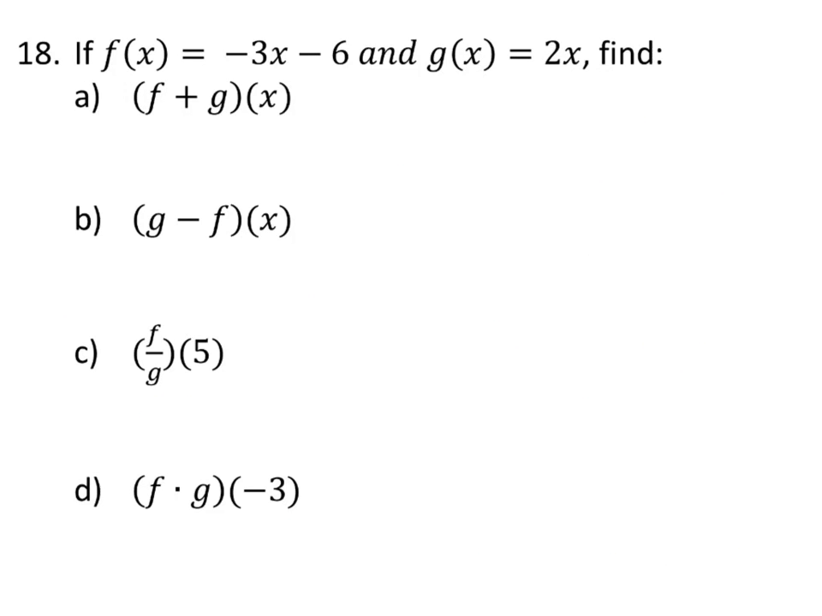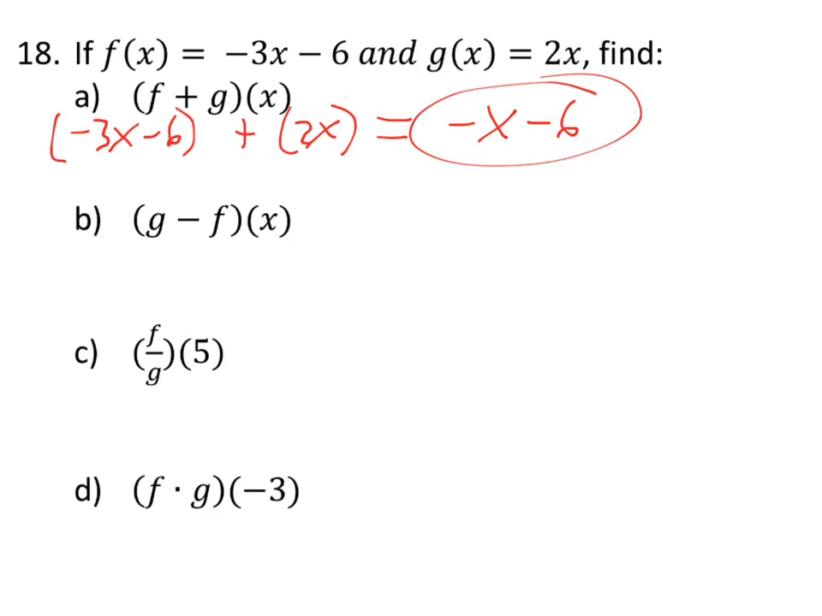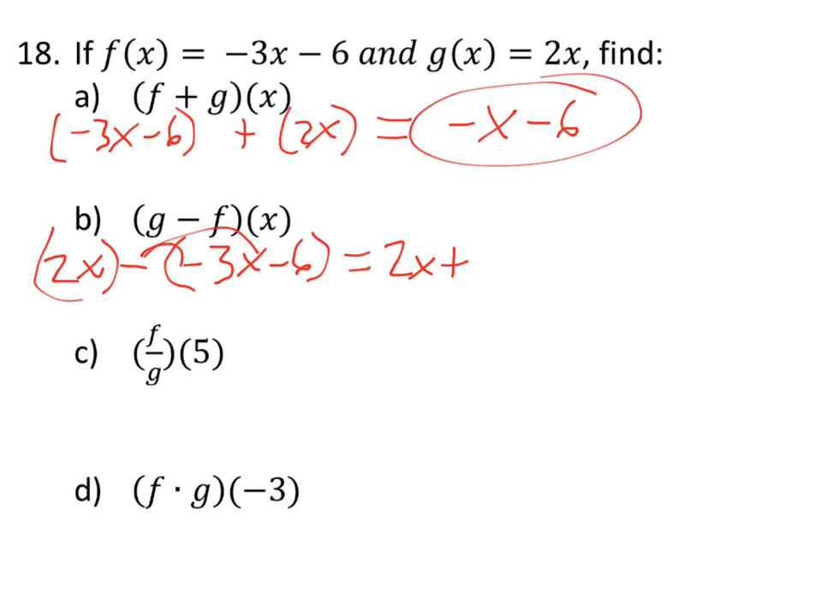Moving on to 18, f plus g, g minus f, and then we gotta do f over g, f times g. So there's a lot of different things on this one. f plus g: f is negative 3x minus 6, g is 2x. Add that, the parentheses don't do anything, so just combine like terms, you'll get negative x minus 6. And that one's good to go. g minus f, well, 2x minus negative 3x minus 6. You have to distribute this negative through. That will give you 2x plus 3x plus 6. When you combine like terms, you get 5x plus 6.